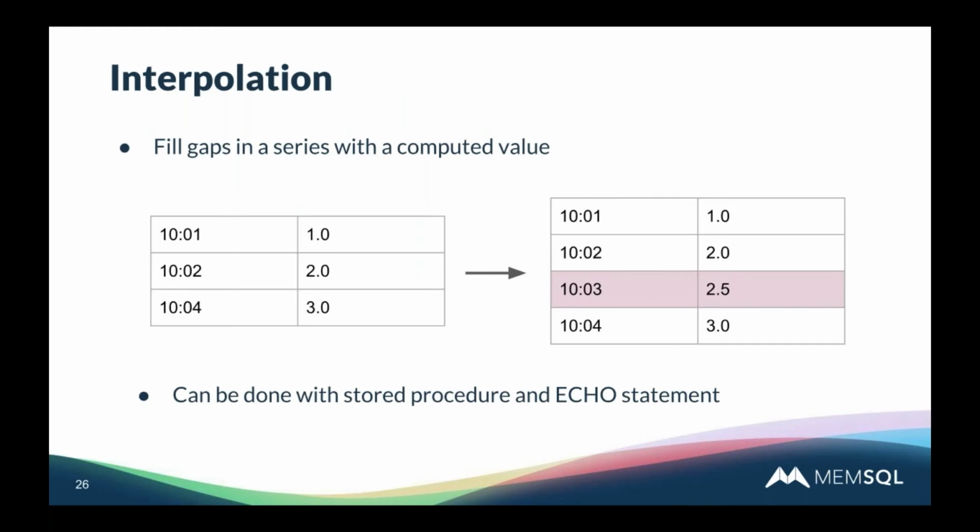Another important thing that you may need to do with time series is interpolation. So you may have a time series that has gaps in it, like maybe you've got an entry for 1001, 1002, and 1004, but you're missing 1003. You may want to fill in the gap, and with interpolation you may want to use simple interpolation that just fills in the value with the previous value, or linear interpolation that computes a linear slope between the two bounding values and fills in the missing entries.